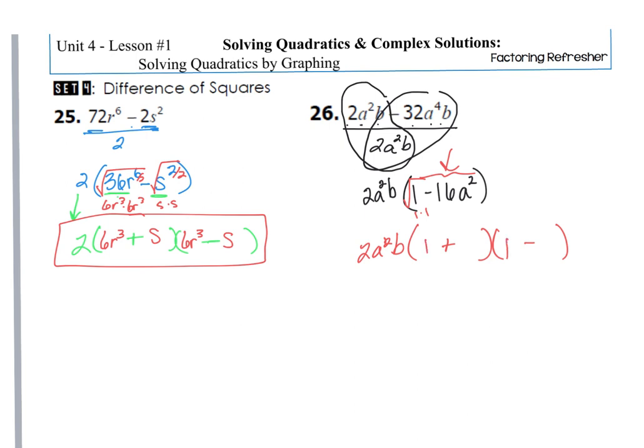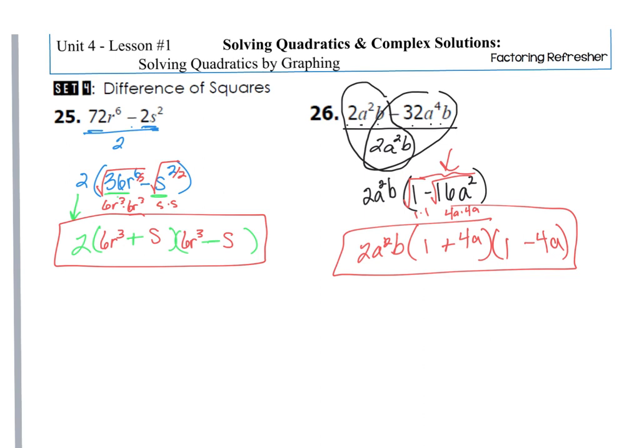So we put 1 in each set of parentheses first, and then I'm taking the square root of 16a squared. To get 16a squared, I would need 4a times 4a. So we're putting a 4a in each of these sets of parentheses. So it was 2a squared b times 1 plus 4a times 1 minus 4a.